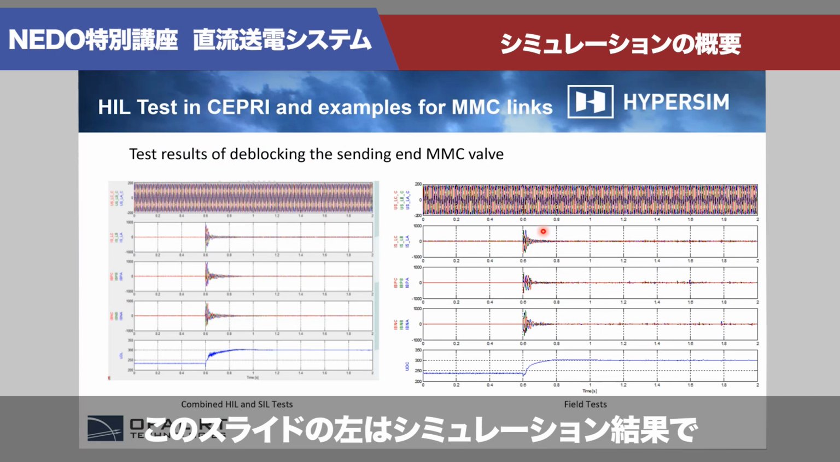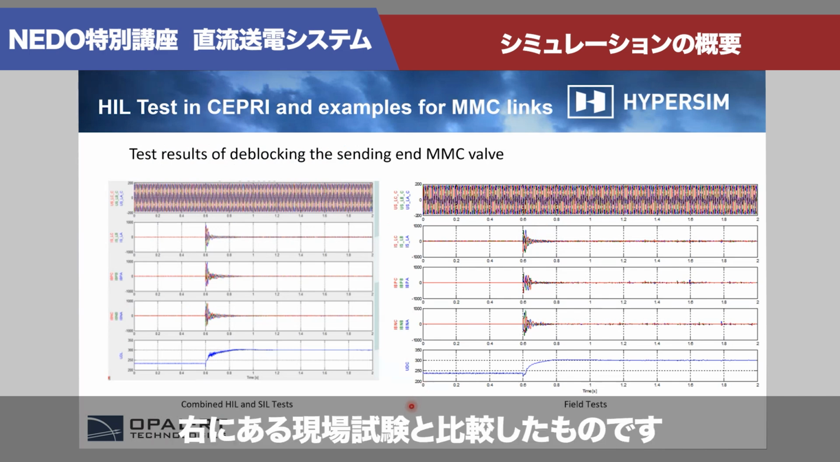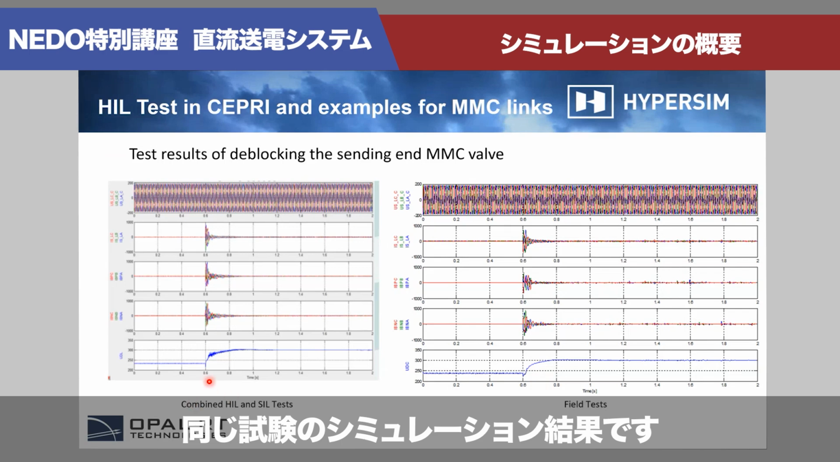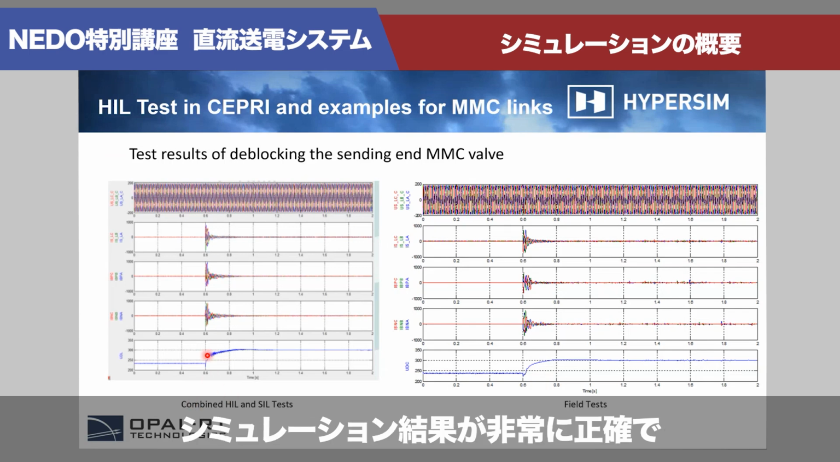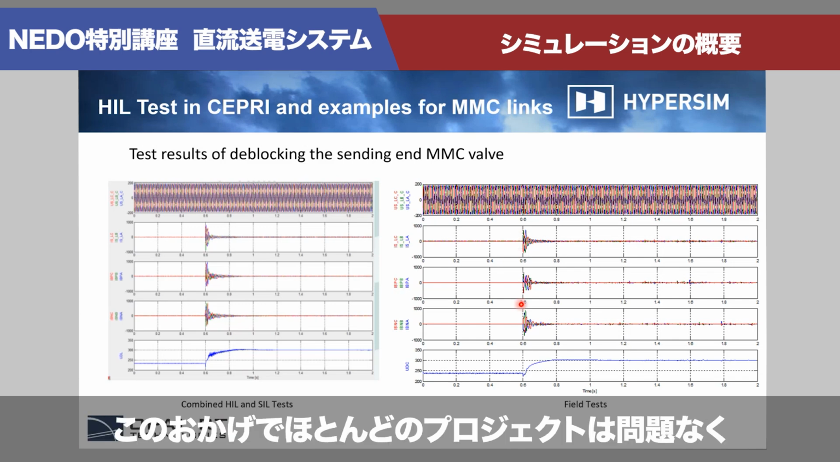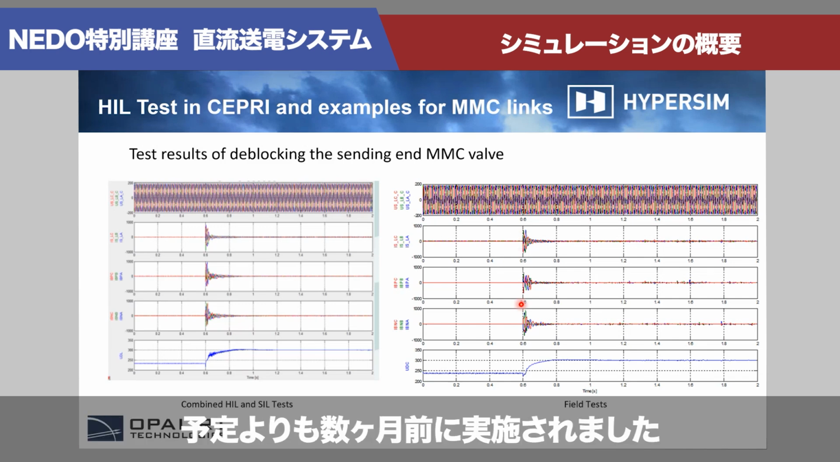This slide shows the simulation result next to the field test on the right side, when there's a deblocking of the MMC valve, and the simulation result of the same test. You can see that the simulation result very accurately shows the exact same result. And because of this, most projects were able to be implemented many months ahead of schedule without any problems.